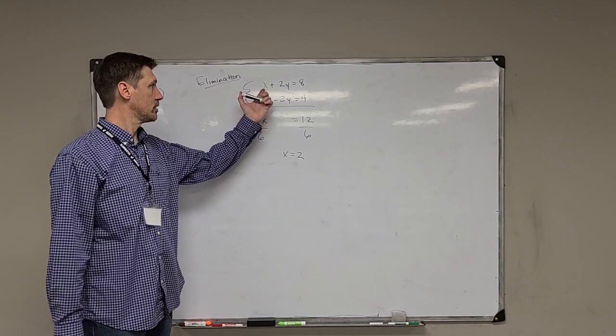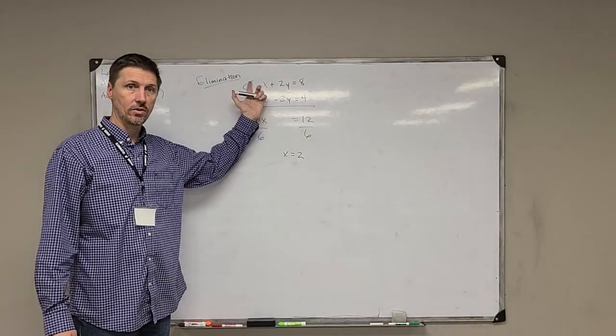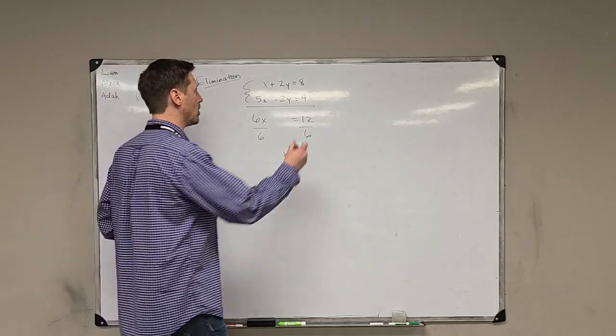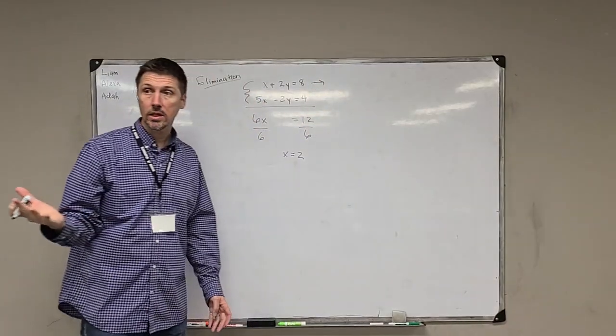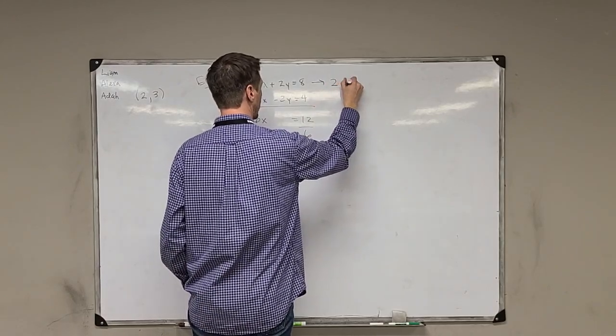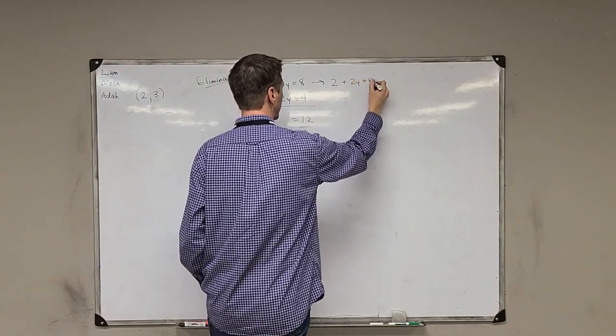Well, because it's just simpler, right? There's no number in front of the x. This one just looks simpler overall. So I would pick this one, but either one would work. Either one will give you the same answer. So I'm going to plug my 2 in for x. So I get 2 plus 2y equals 8.